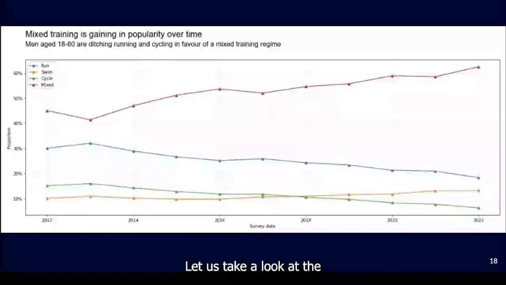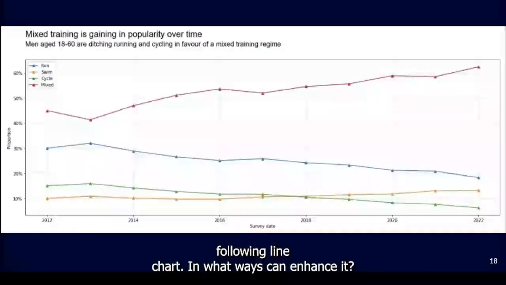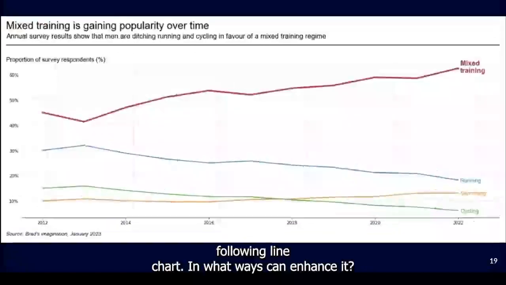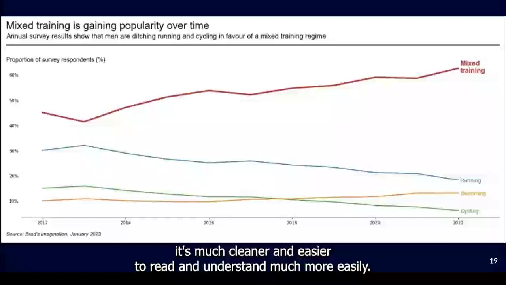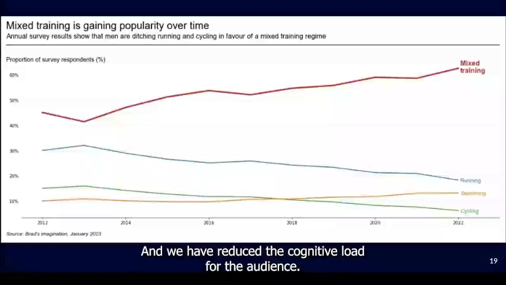Let us take a look at the following line chart. In what ways can we enhance it? In this version of the chart, you can see it's much cleaner and much easier to read and understand, and we have reduced the cognitive load for the audience.